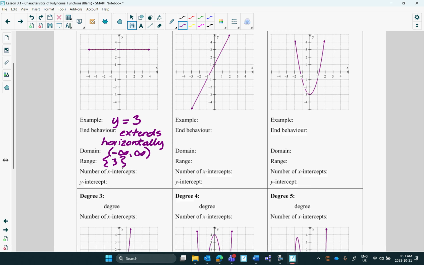How many x-intercepts? Does it cross the x-axis? So 0. What's the y-intercept? 3. Okay.